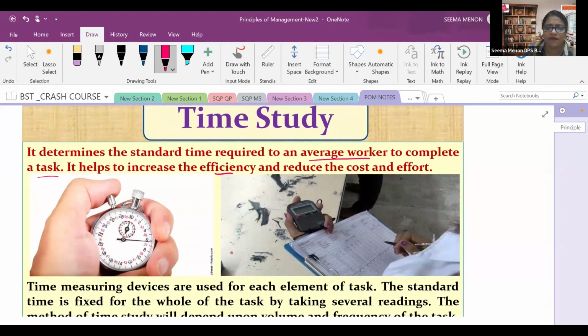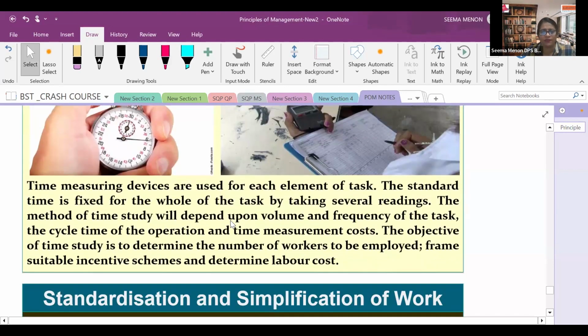It helps to increase the efficiency and reduce the cost and effort. If we decide the time, not too fast or too slow, there should be a medium, an average. For example, to teach Taylor's scientific technique, there should be 40 minutes. If I teach in less than 40 minutes, you may not be able to understand. If I teach very slowly, that is also not good. So there should be an average, standard time required for every worker. On an average, how much time will a worker take.